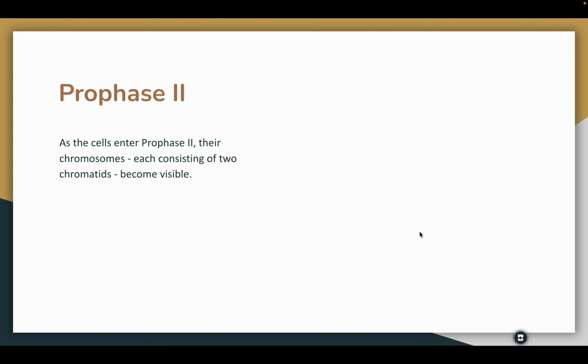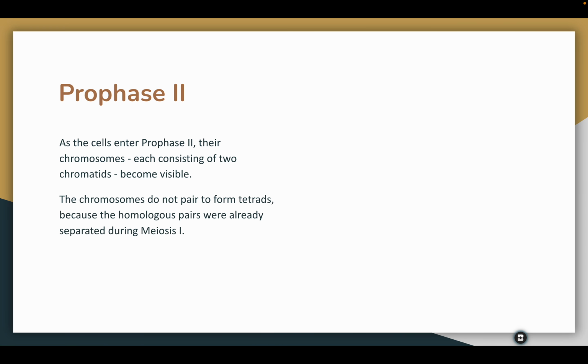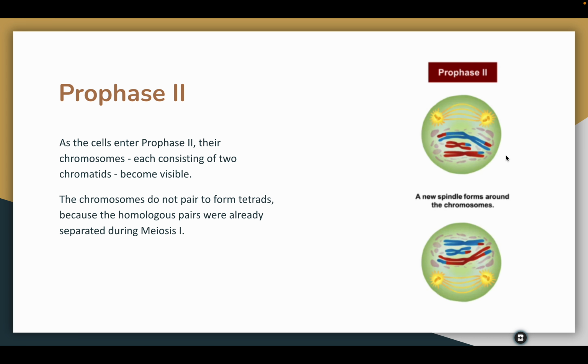So prophase 2. As the cells enter prophase 2, their chromosomes, each consisting of 2 chromatids, become visible. The chromosomes do not form tetrads because their homologous pairs are already separated during meiosis 1. So again, all we're going to do is those new spindle fibers are going to start to grab onto the centromeres once we line up down the middle in metaphase. But the big thing here, centrioles are going to move to the opposite poles.